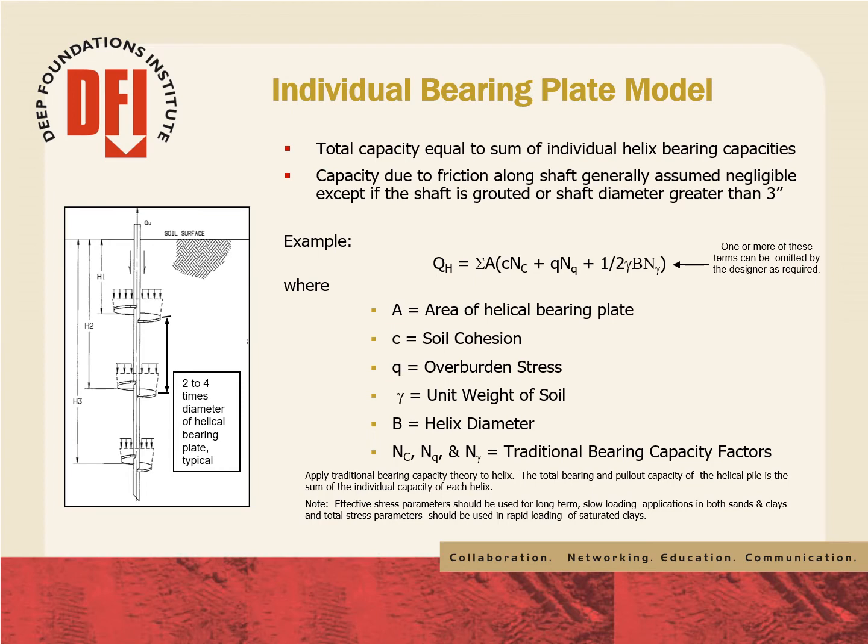A common theoretical capacity model used with helical piles is the individual bearing plate model. It assumes each helix plate acts as an individual bearing element in soil. The total capacity is equal to the sum of the capacities of each individual helix plate.